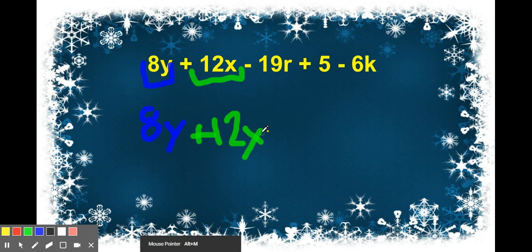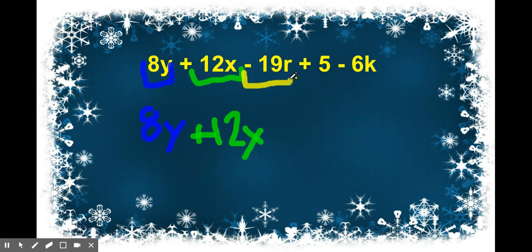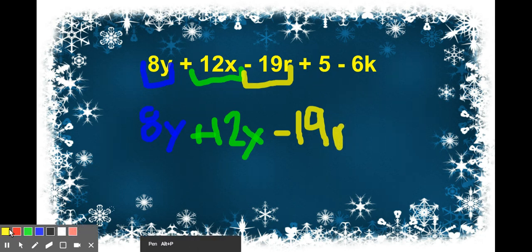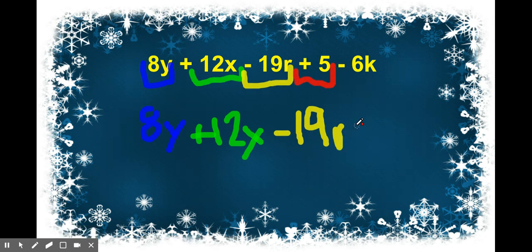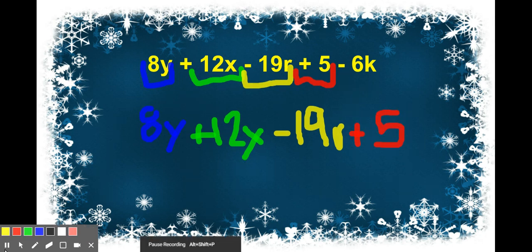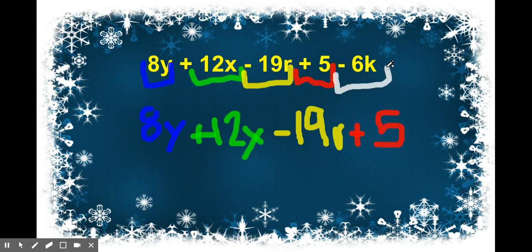Then I move on to my next term, and I have a negative 19r. Do I have any r's? I don't. So I just add on my negative 19r. Then my next term is a plus 5. Do I have any other constants? I do not. So I just add on my 5. And then my last term is a negative 6k. I don't have any other terms with a k, so I have negative 6k.